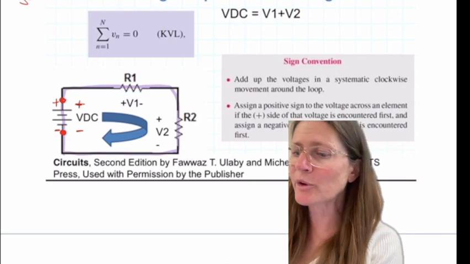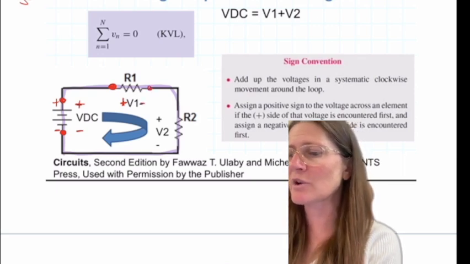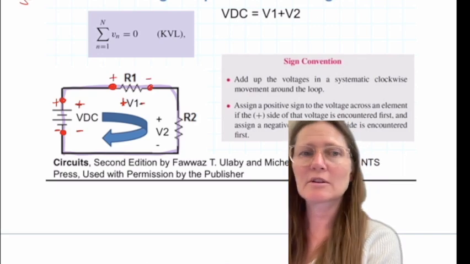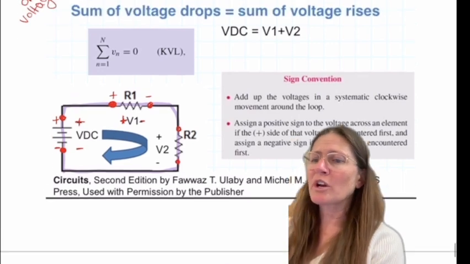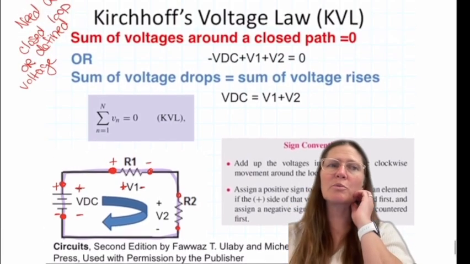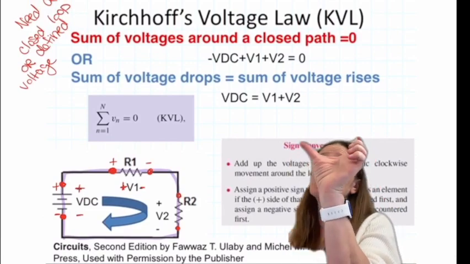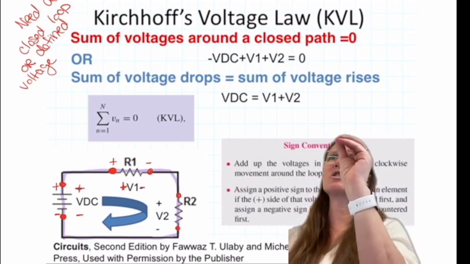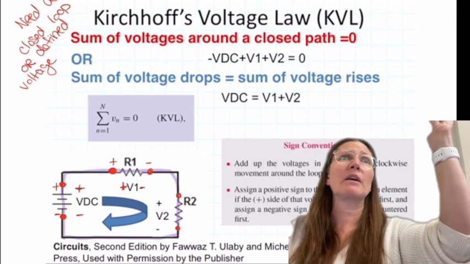So here that plus is right here physically on the element, and the negative is right here on the element. And again, right here and right here. So what I meant by it needs a closed loop or defined voltage is you can still take a loop if you define a voltage difference between two locations that are floating in air.